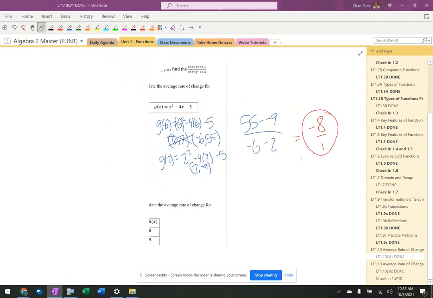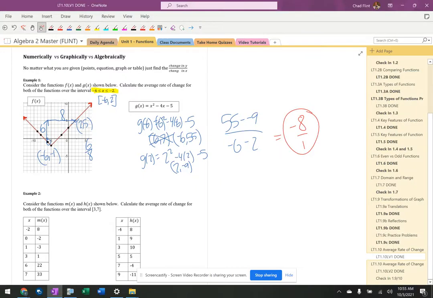So there are my two slopes. It didn't ask which one's larger, but if it did ask which one's steeper, it would be 8 over 1, because 8 over 1 is 8. 6 over 8 is going to be 0.75.